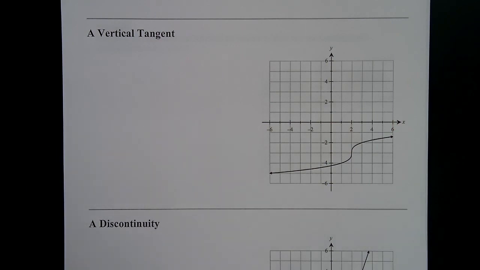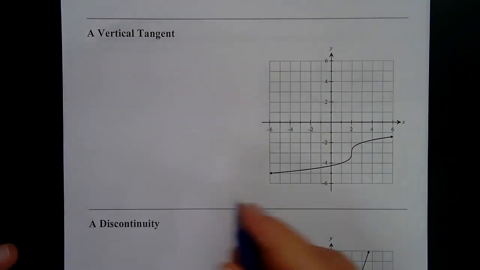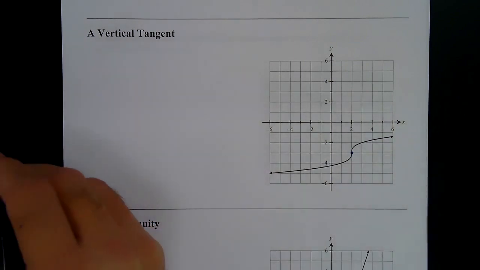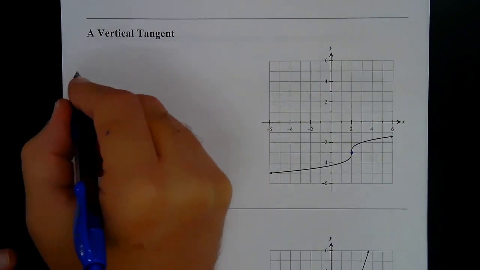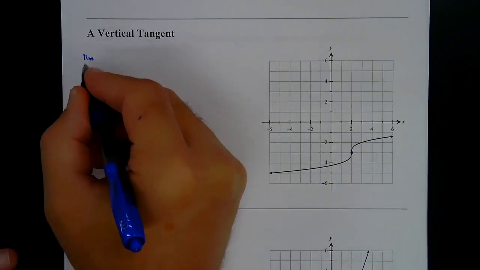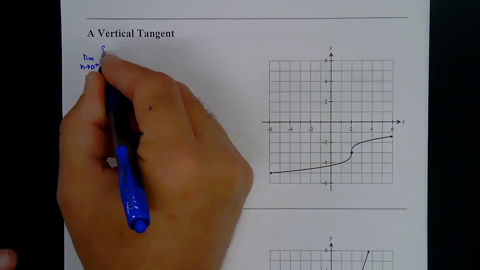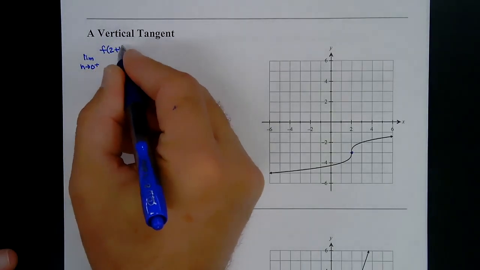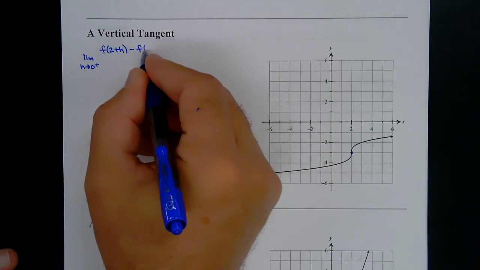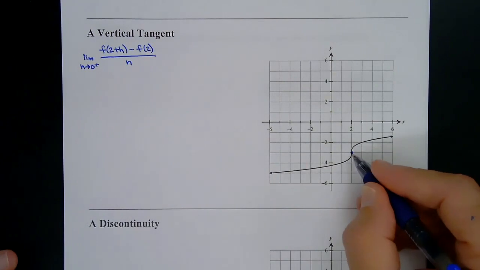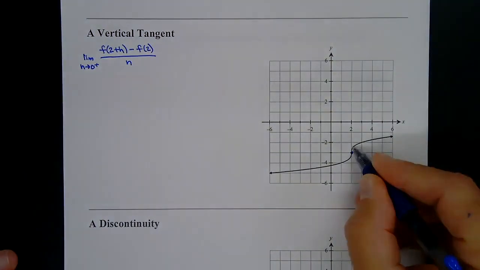So this next one is a vertical tangent, okay? And it's not going to be differentiable when we have a vertical tangent. So if we look at this one, it's going to happen right there at x equals 2. So we need to do the right-hand derivative. So the limit as h approaches 0 from the right of f of 2 plus h minus f of 2 all over h.